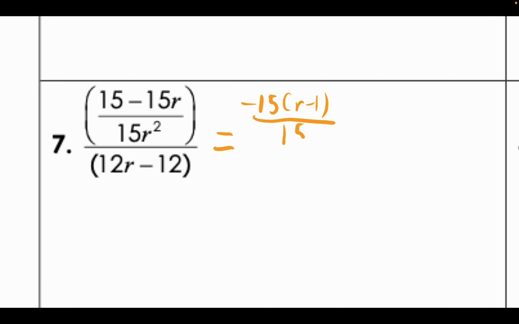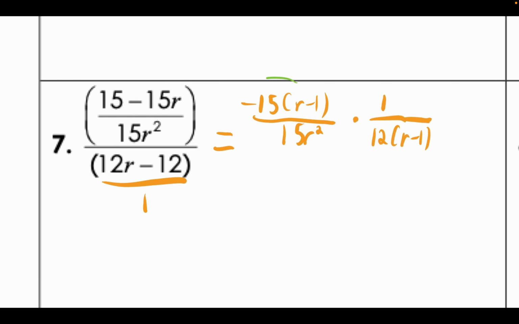On the bottom is 15r squared. Then as I multiply by the reciprocal, I might need to know that there's a bottom of this fraction. The bottom's always 1 if you don't see something. So this becomes 1 over 12r minus 12. But 12r minus 12 has a GCF of 12, so it becomes 12 times the quantity of r minus 1.